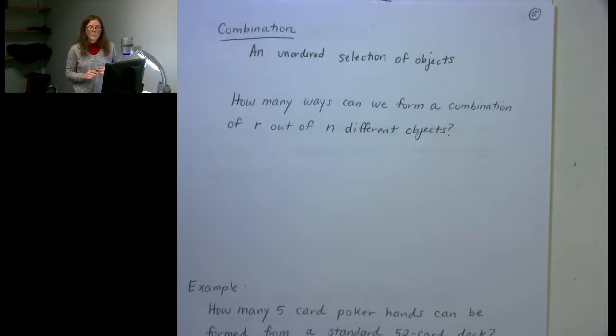So if we want to think about how many ways we can form a combination of R objects out of N objects. So really we have a large group of N objects, and we're trying to figure out how many ways we could form subsets of size R.